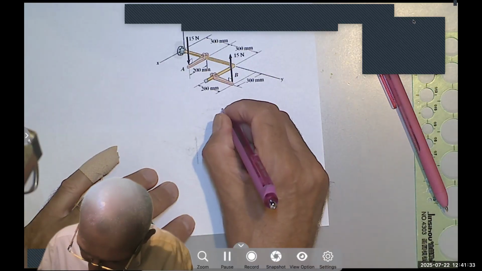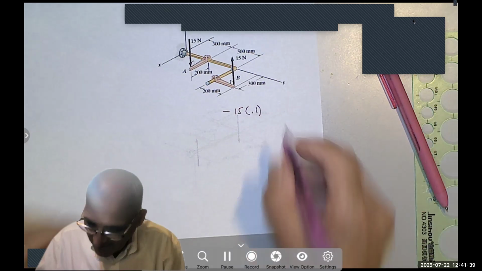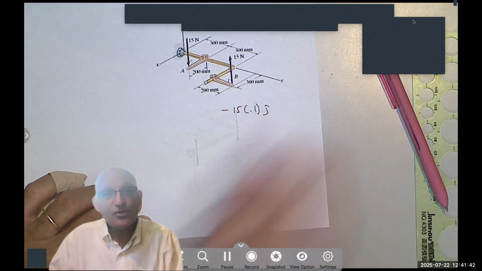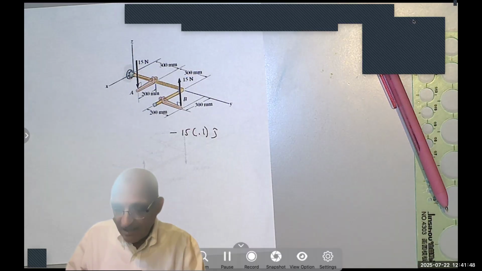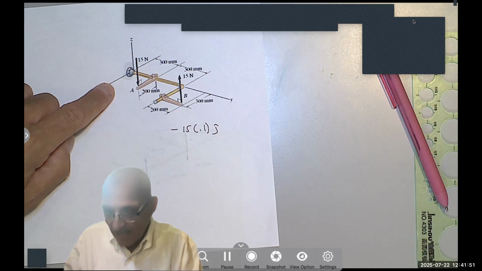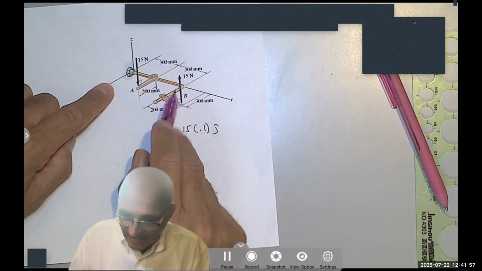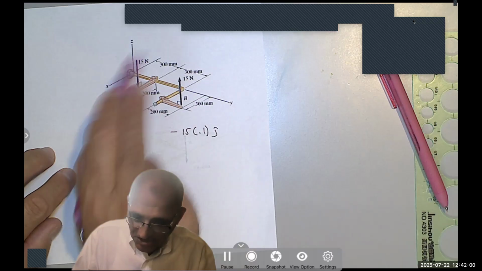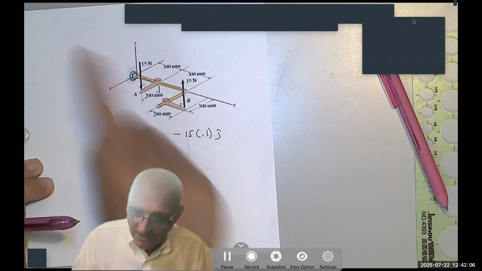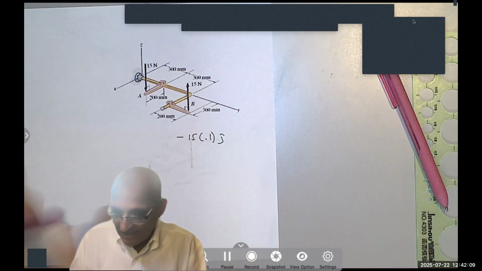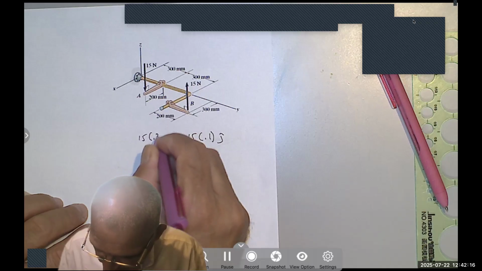So this moment would be negative 15 times 0.1 meter, and it is a j because it's rotating about the y. We said they are parallel to the z, so they don't produce moment about the z. But how about the x? How far away from each other they are? They are 300 millimeter away. And these two produce counterclockwise rotation about the x-axis. Yes, this is clockwise and this is counterclockwise, but this is the bigger because it's further, and the difference is 300. So I would say positive 15 times 0.3 i.